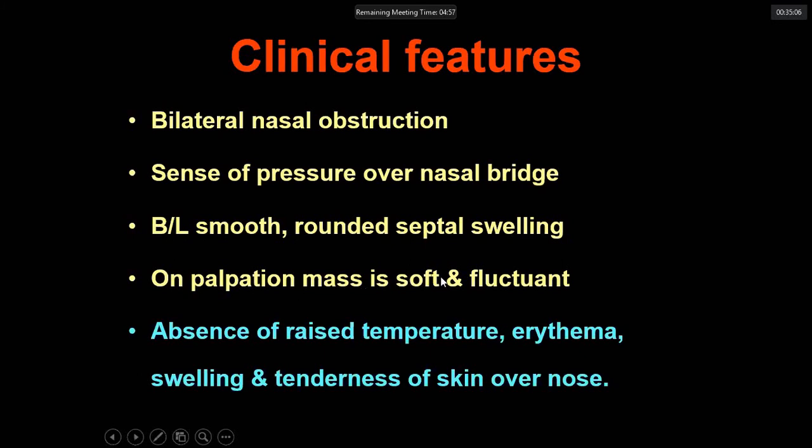On palpation, the mass is soft and fluctuant. This is a very important point. Even you can get confused between a DNS and a hematoma. But because it is a hematoma, there must be fluctuancy.